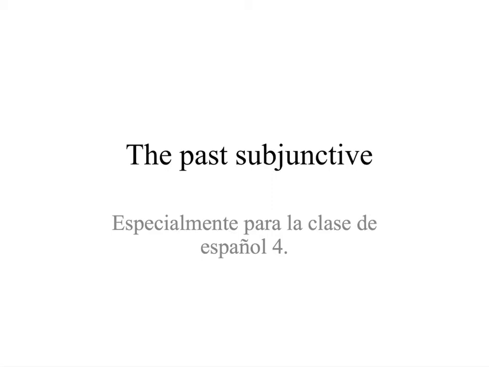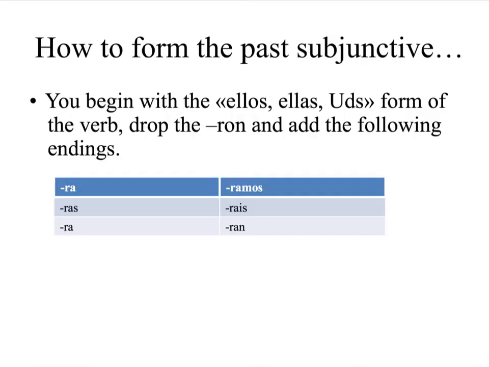Okay, Español 4, this is the past subjunctive, especially for you guys. How do you form the past subjunctive? So you begin with the ellos, ellas, ustedes form of the verb. You drop the -ron and you add your following ending. So this is a little bit like what we've been talking about for the verb quizzes.